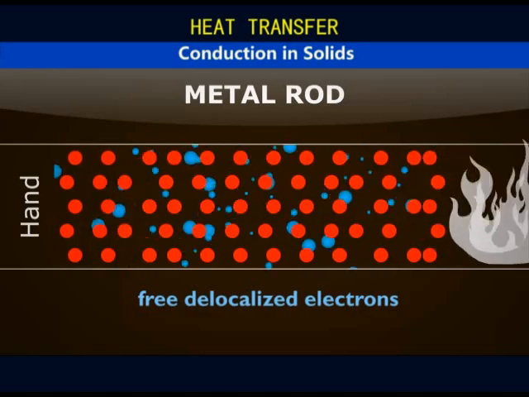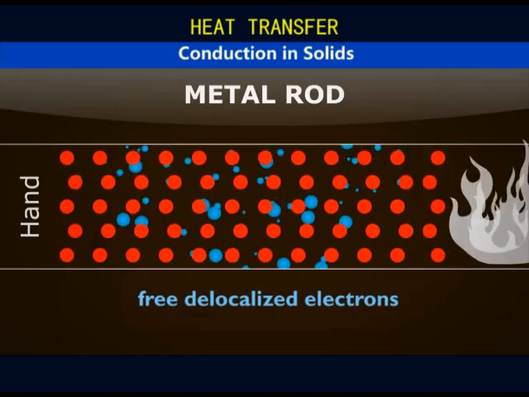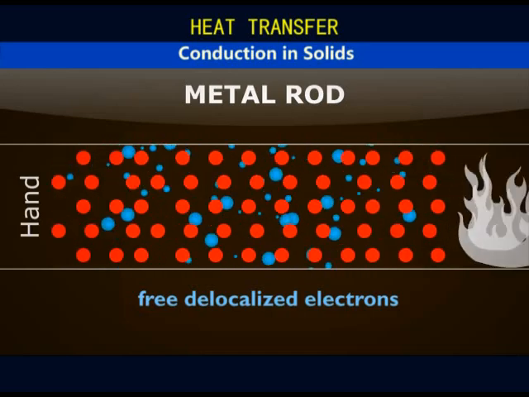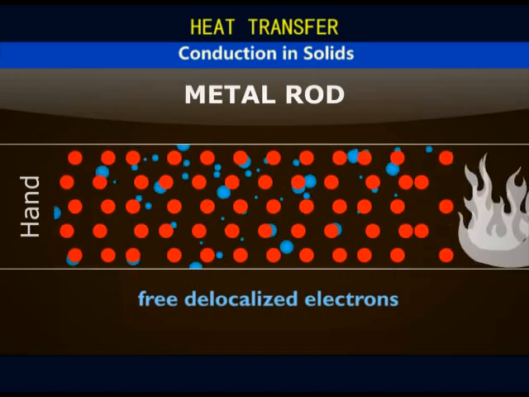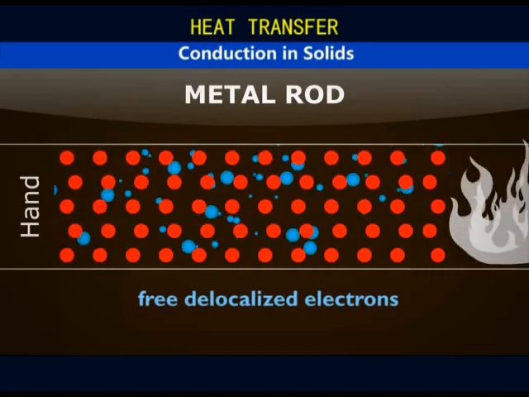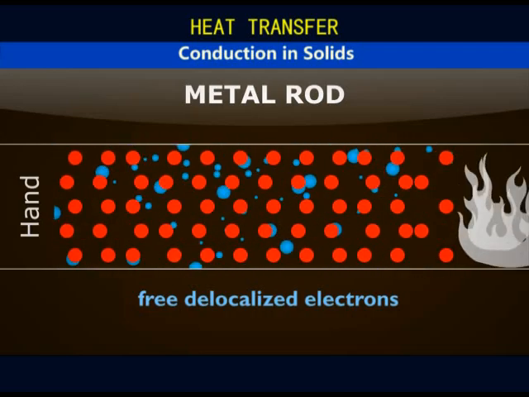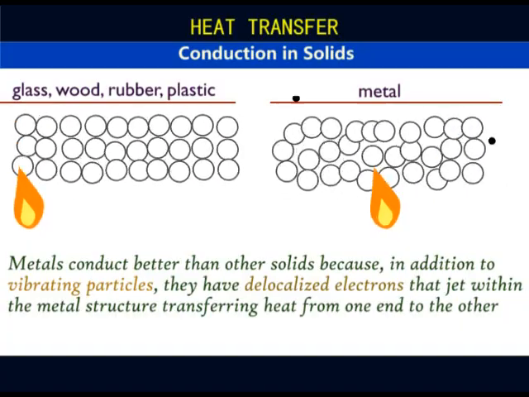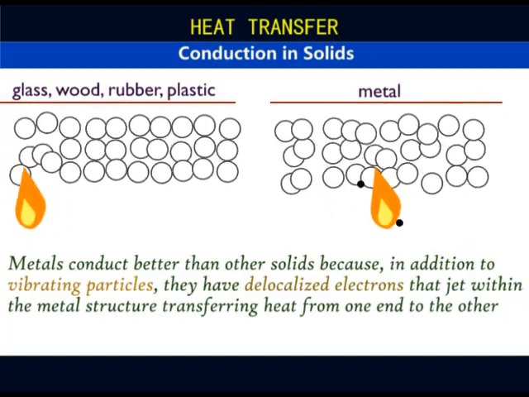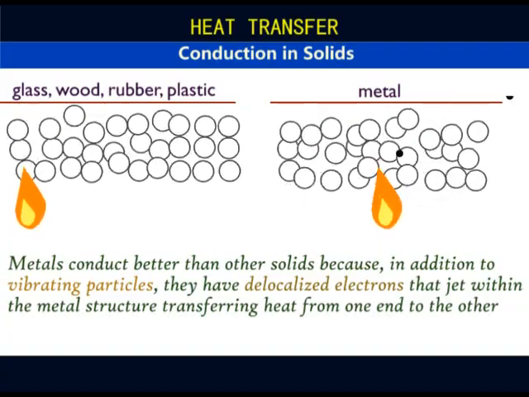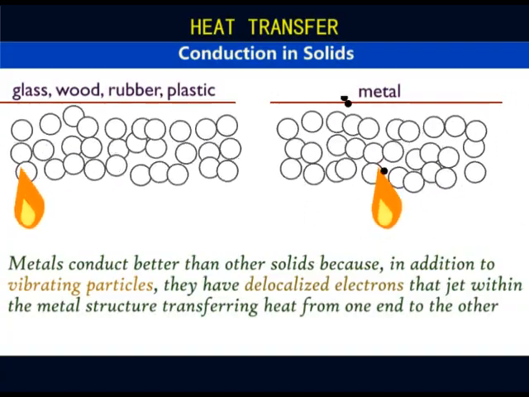They can collide with other particles in the metal, so they get heat from the hot end and race straight on, bumping on the atoms in the cold end, therefore spreading the heat through the metal much quicker. This is the added advantage in metals, which makes them better conductors than other solids like glass, wood, rubber, plastic, and so on.